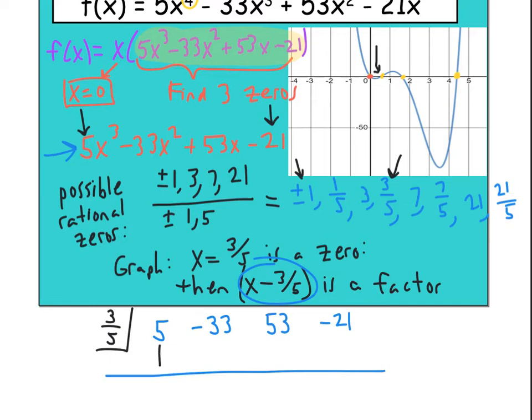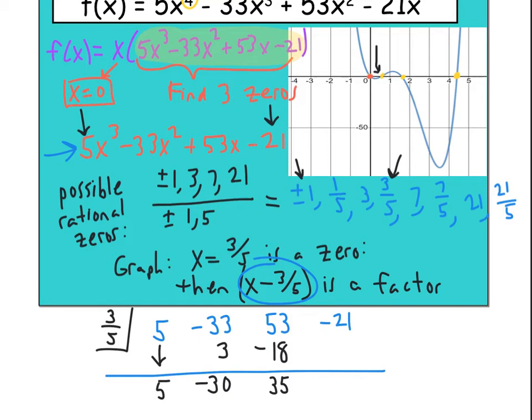So when we do our little process, we bring down the 5, and we multiply 5 times 3/5, which is just going to be 3. Negative 33 plus 3 is negative 30. Negative 30 times 3/5 is, and I'm just making sure I do this accurately on the calculator, going to be negative 18. 53 and the negative 18 add up to be 35.